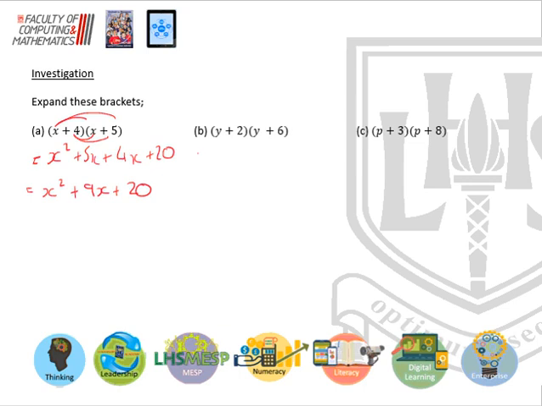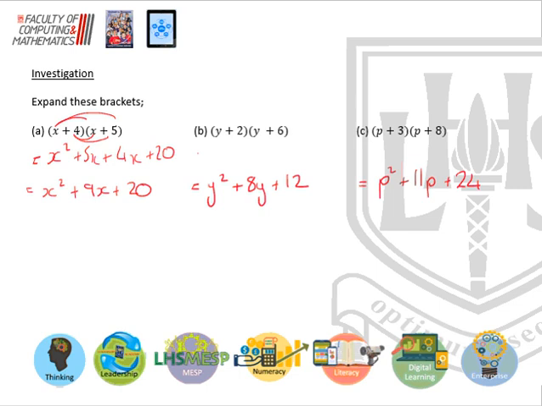Second one. I'll just jump a line, but I'll talk through it. y times y is y squared. y times 6 gives you 6y. 2 times y gives you 2y. So together those will be 8y. And then 2 times 6 at the end will give you 12. Same for the last one. p times p will give you the p squared. p times 8, and then 3 times p gives you 11p altogether. And then 3 times 8, sorry, gives you 24.